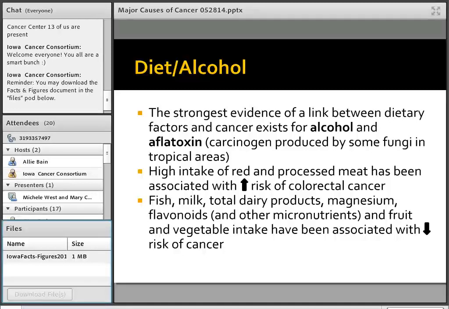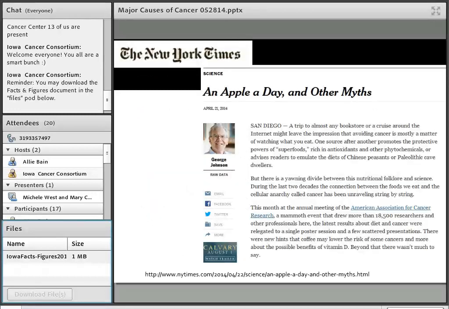But we do hear a lot about high intake of red meat, processed meat, barbecued meat, things like that associated with a higher risk of colorectal cancer. But there again, that absolute risk is quite small, and there's not an overall consensus about the magnitude of effect that red meat may have on risk of cancer. And the same goes for fish, milk, dairy products, magnesium, other micronutrients, fruit and vegetables, some of which have been associated with decreased risk of cancer. But again, I'll get to this more on the next slide here.